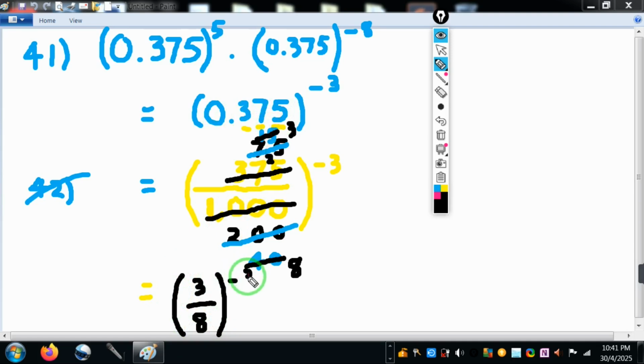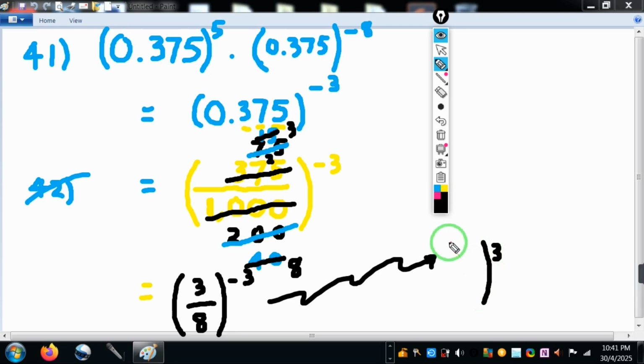And now we do the magic. Here's the magic. What is the magic? The negative, you put it as positive, provided you turn the fraction upside down. 3 over 8 becomes 8 over 3. 8 to the power of 3 is not 24. 8 times 8 is 64. 64 times 8 is 512.